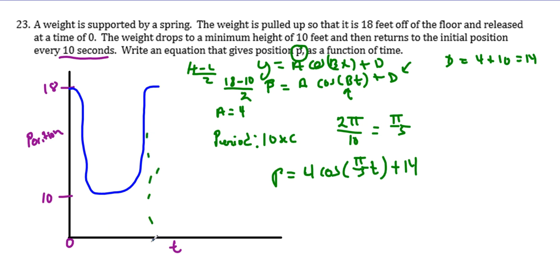So let's say I wanted to find the position, because the cycle is 10 seconds. Say I wanted to find it at 4 seconds. I would plug 4 into here and calculate. You're going to get two different answers.